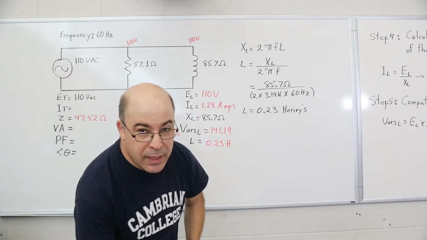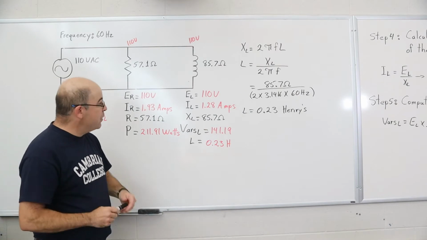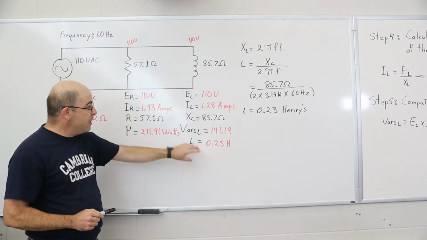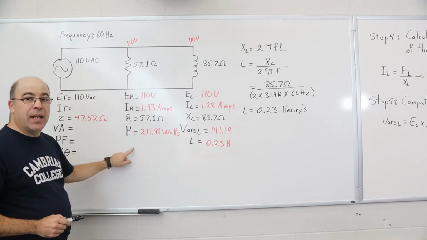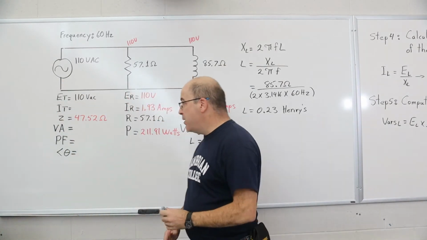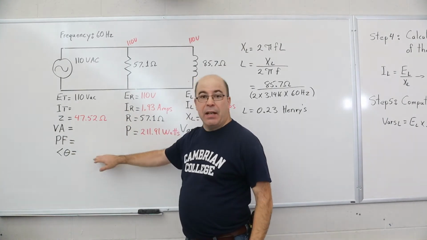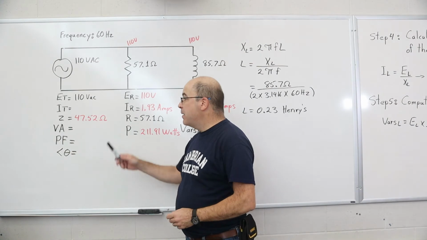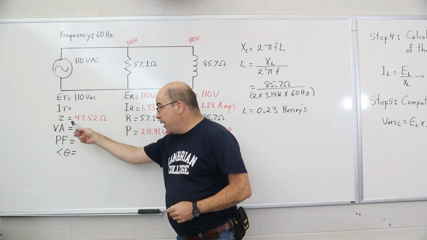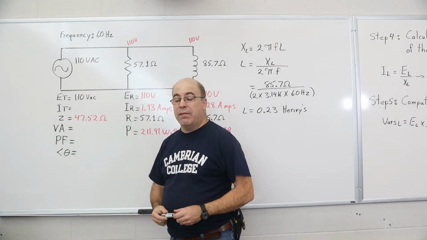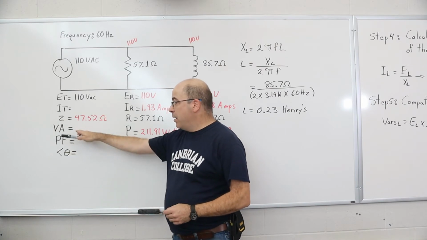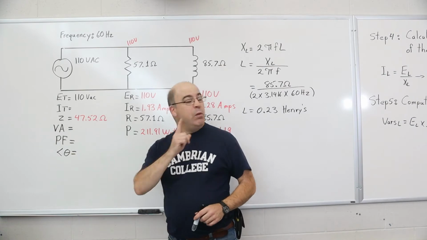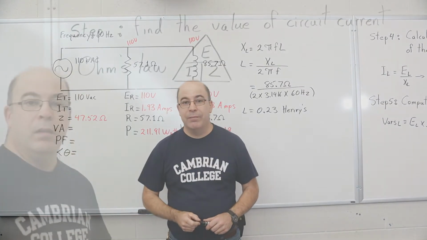Now that I've calculated all of the missing values for the circuit itself and in the individual branches, the inductive branch and the resistive branch, all that remains now is to solve for the entire circuit. So we're going to be moving on to step 6, which will be finding the total amount of current for the circuit and then the amount of apparent power for the circuit. So let's move over down to the next board.